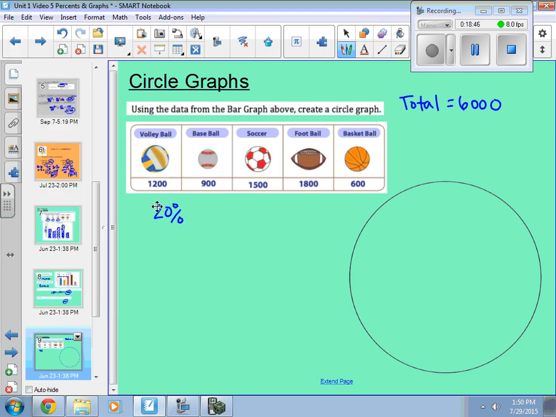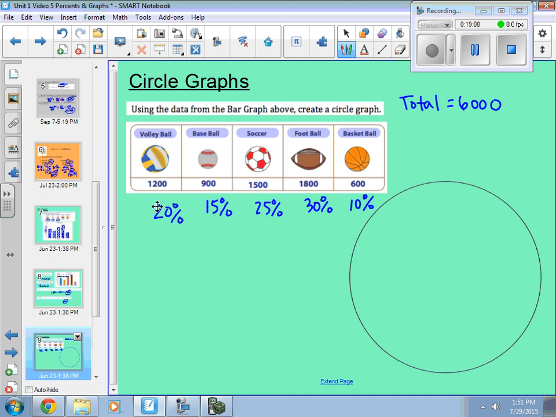Okay, why don't you pause it, try finding the other ones here quick, and then check to see how you did. All right, if you kept going on these other ones, you should have gotten 15% for baseball if you did it correctly, 25% for soccer. Football comes out to be 30%, and basketball should have come out to be 10%.